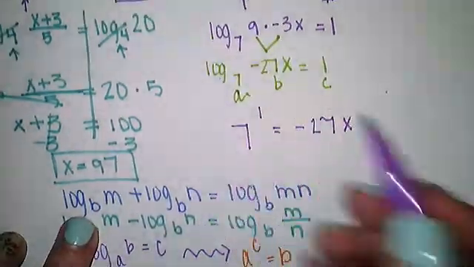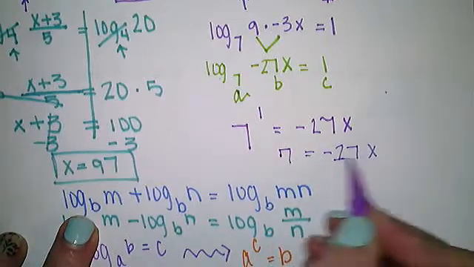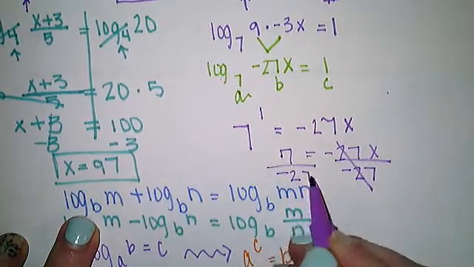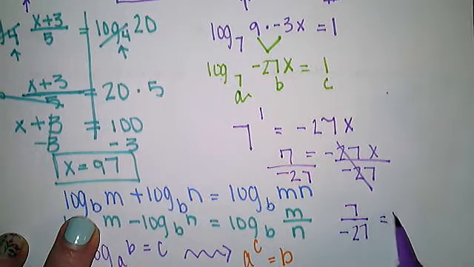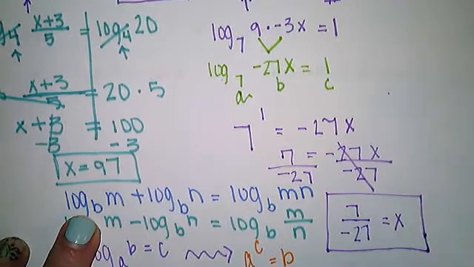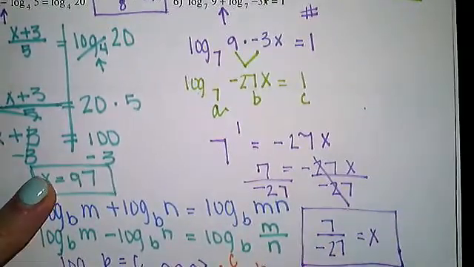7 to the 1 is just 7. And then divide by negative 27. You can leave that just like that since it doesn't divide. The negative can go on the bottom, or you can leave it kind of to the side. But that one had that extra step because it was equal to a number.